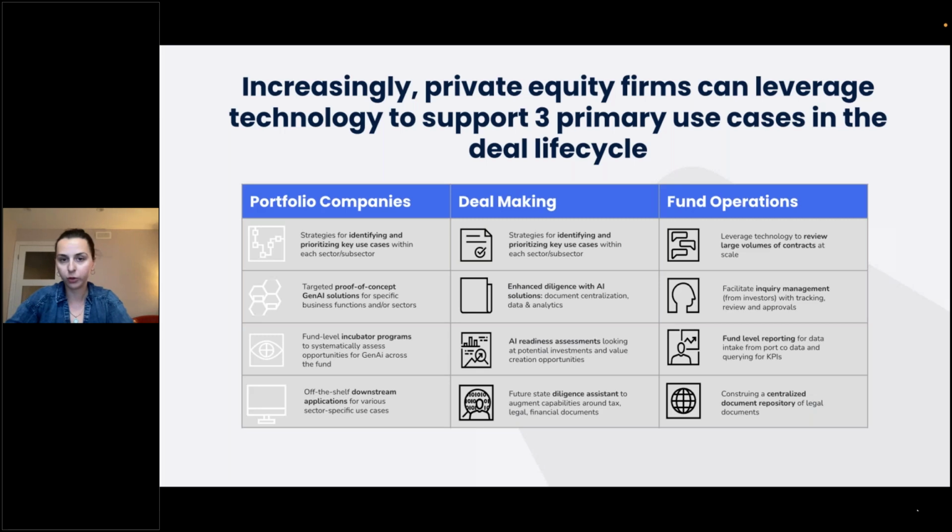Starting off with portfolio companies, where we see the most value is in targeted proof of concept Gen AI solutions for specific business functions and off-the-shelf downstream applications for sector-specific use cases.